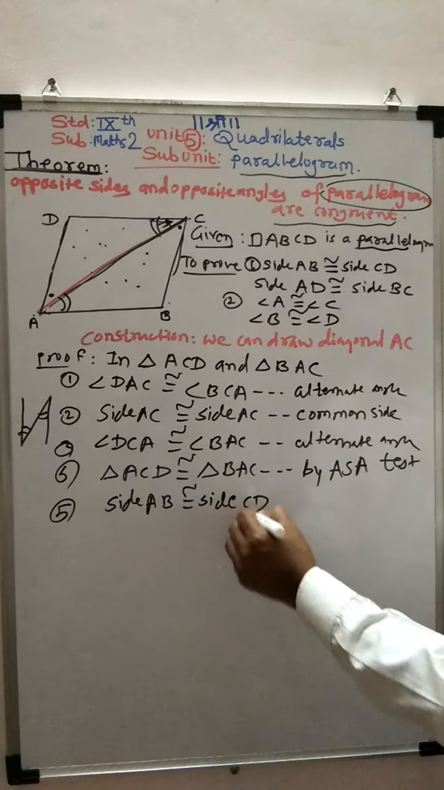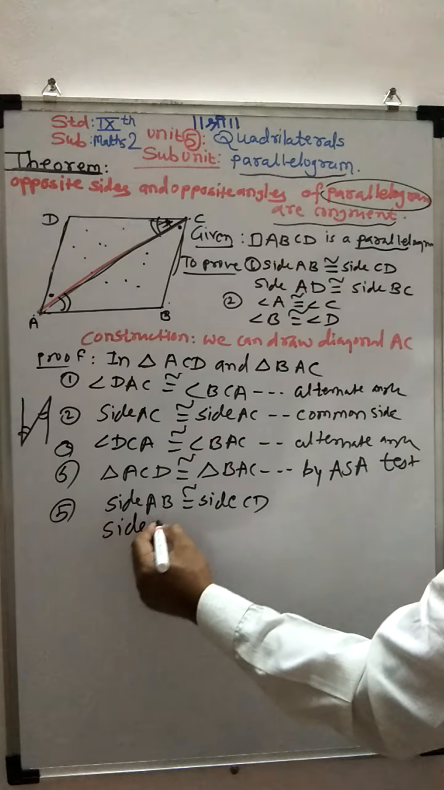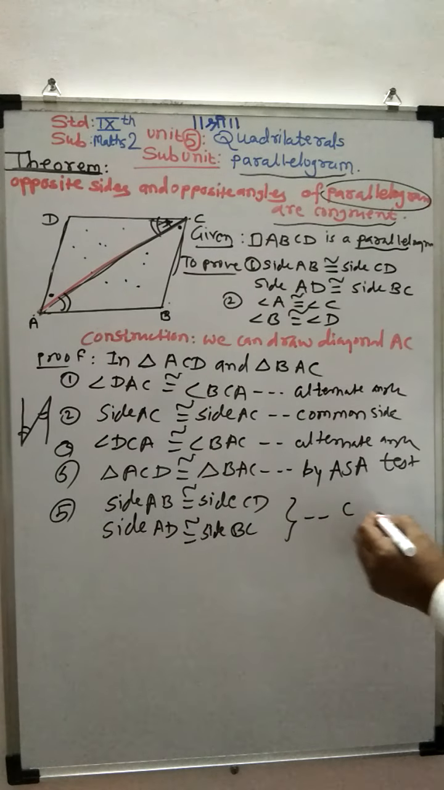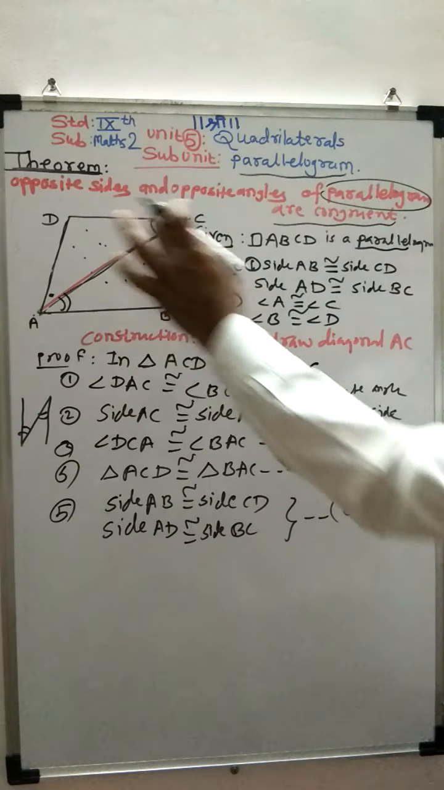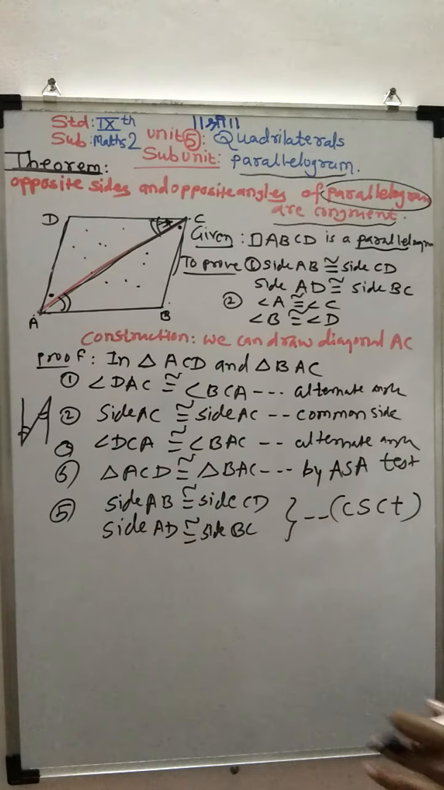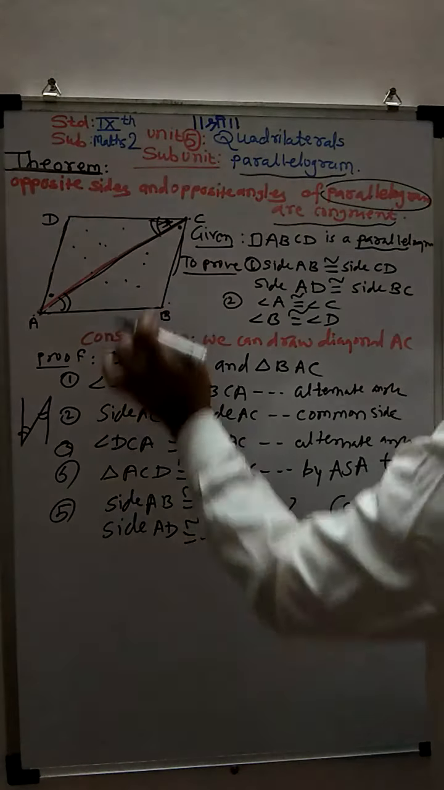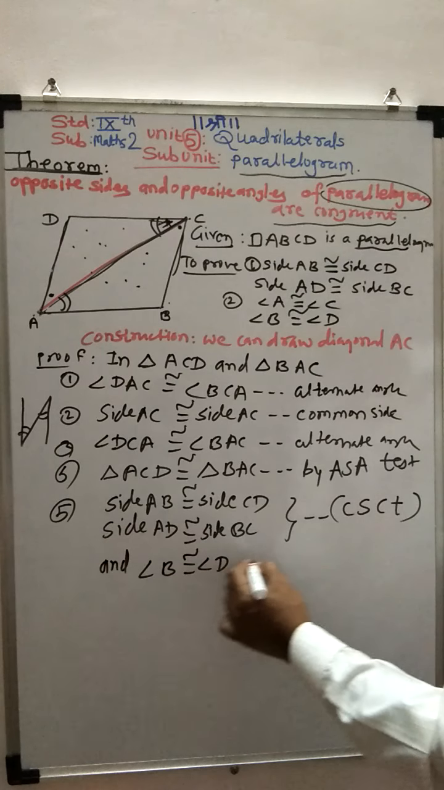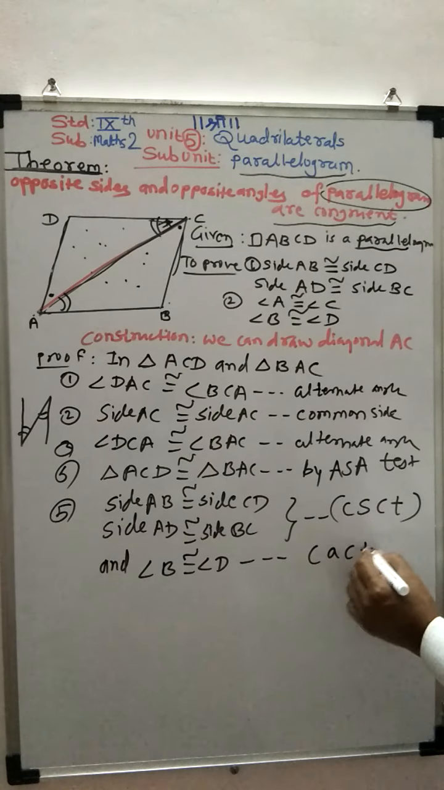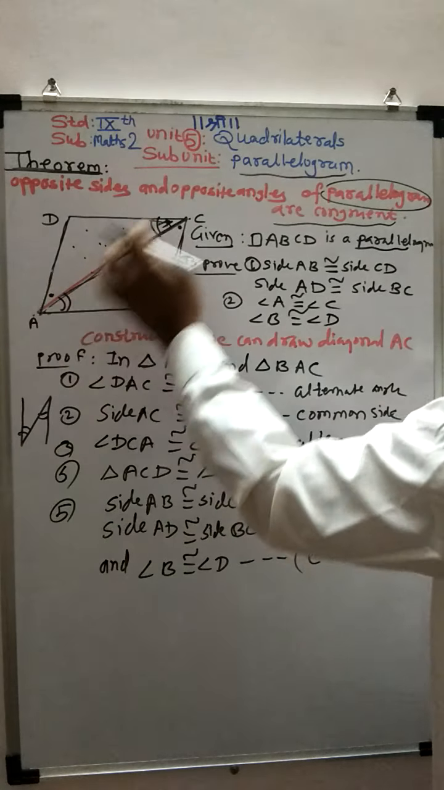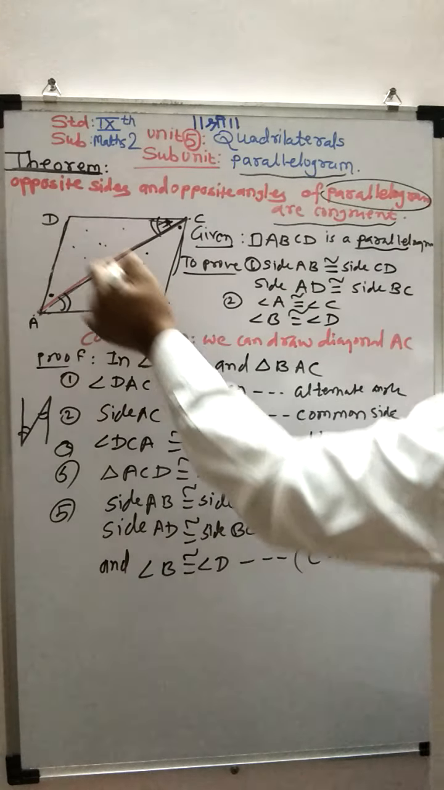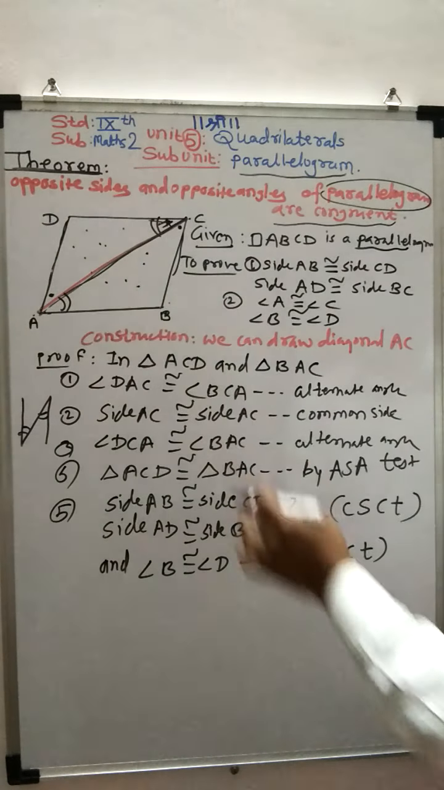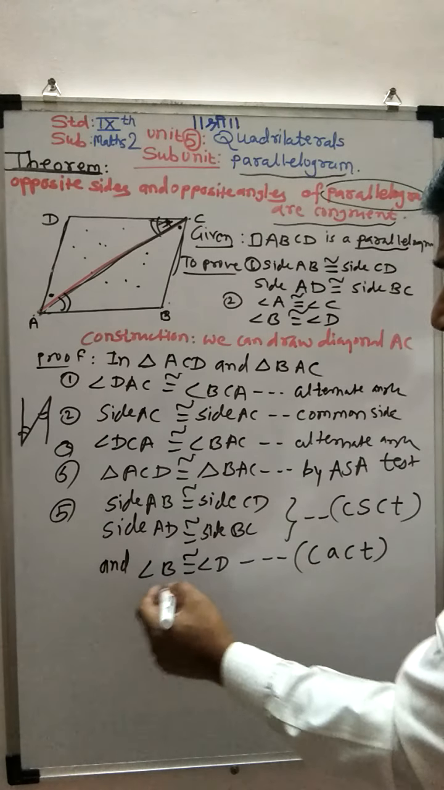If these two triangles are congruent, then their corresponding sides are congruent, that means side AB congruent to side CD, side AD congruent to side BC. Reason: corresponding sides of congruent triangles. Also angle B congruent to angle D, corresponding angles of congruent triangles. The other pair, angle A congruent to angle C, we can prove by drawing diagonal BD, and these two triangles are congruent.